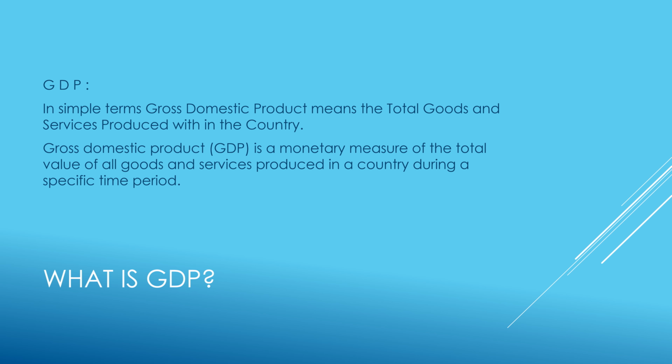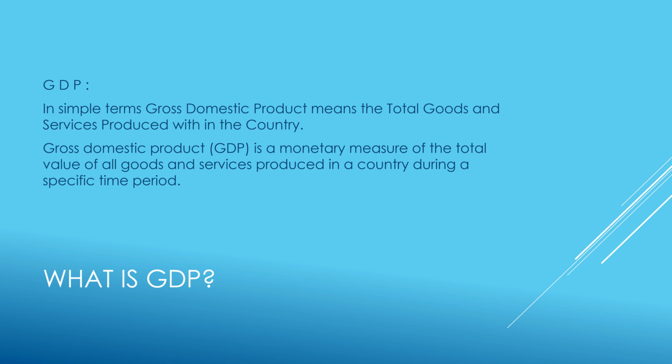Now, let us try to understand what is meant by GDP. In simple terms, gross domestic product or GDP means the total goods and services produced within the country. Now let us expand it a little bit. GDP or gross domestic product is a monetary measure of the total value of goods and services produced in a country during a specific period of time.